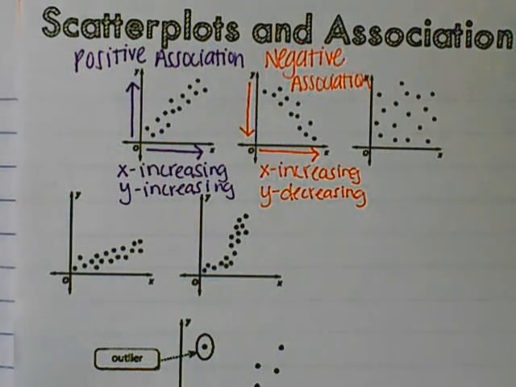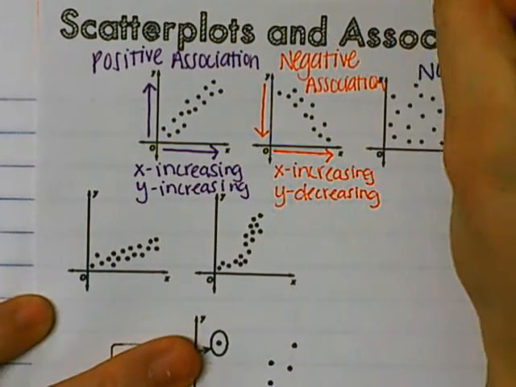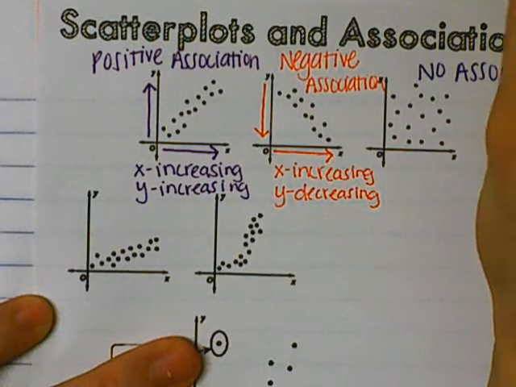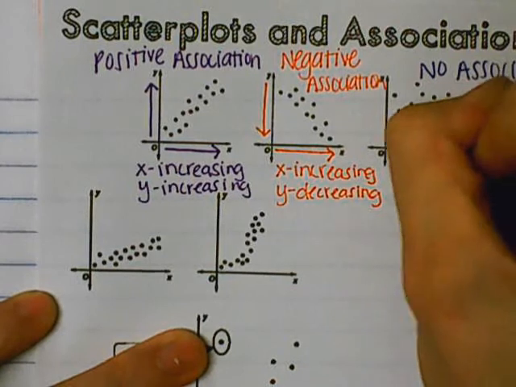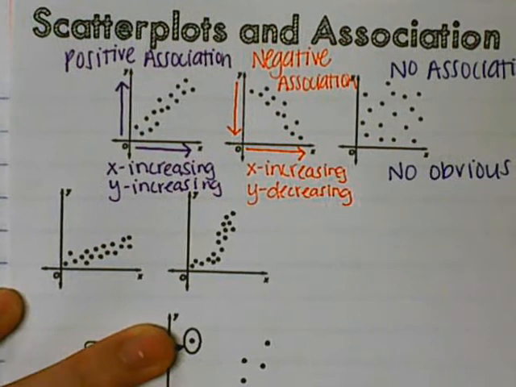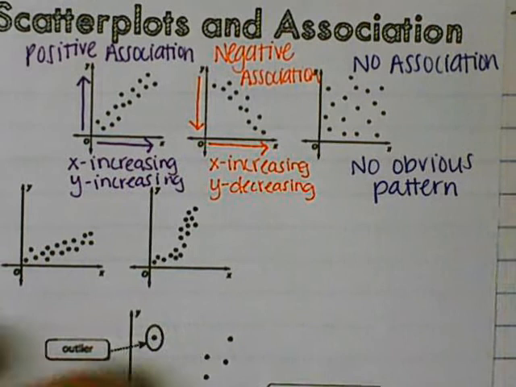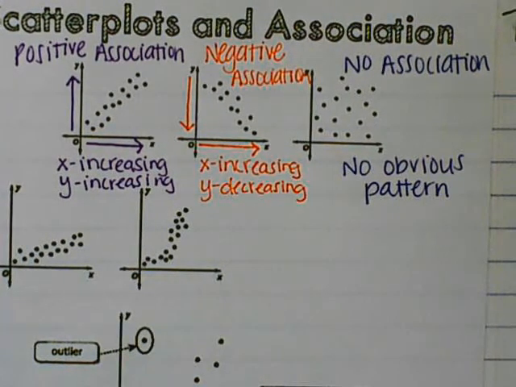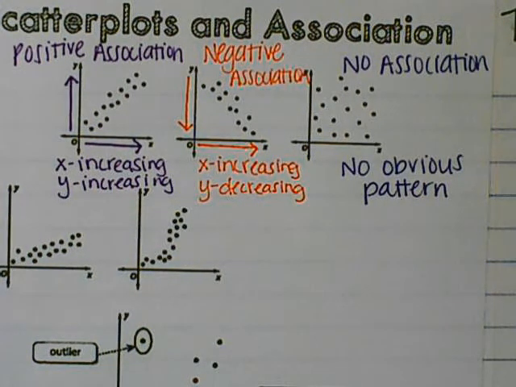And then there's a situation like this very last one, and the dots are just everywhere. This is called no association. There's no obvious pattern. So right now we know that we can have a positive association, a negative association, or no association between a set of data.